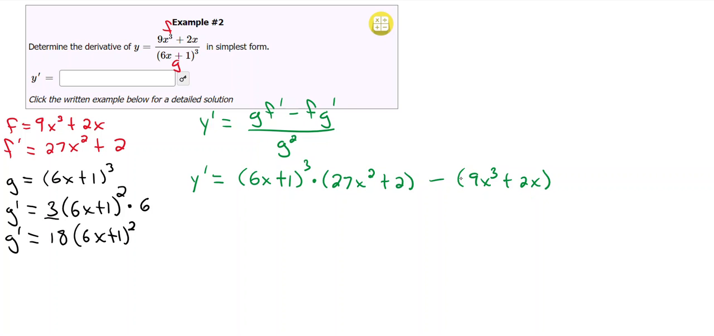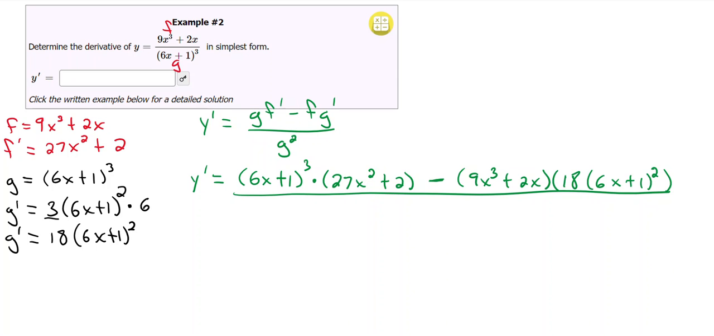Notice that I put this in brackets, right? Because the subtraction can mess things up. If I didn't, then it would look like I was only subtracting 9x cubed, but it needs to be in brackets because I'm subtracting all of this in the end, right? And then last one, I just need to do my g prime. So g prime here was 18 times 6x plus 1 squared. And then this is all over g squared. Our g was 6x plus 1 to the power of 3, but then it's squared, so this is all to the power of 2.